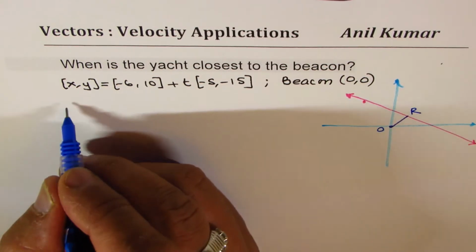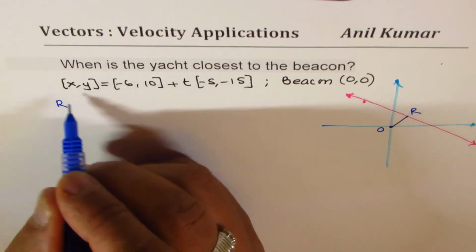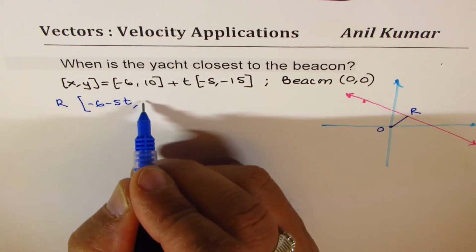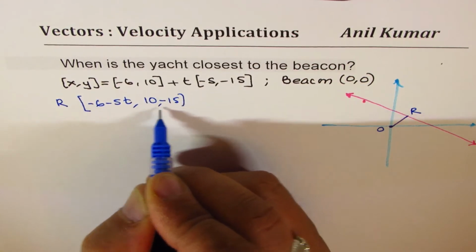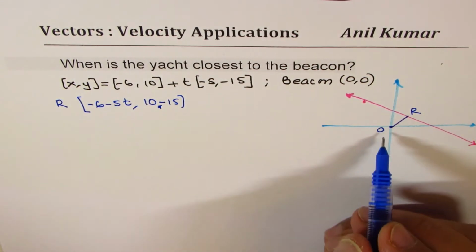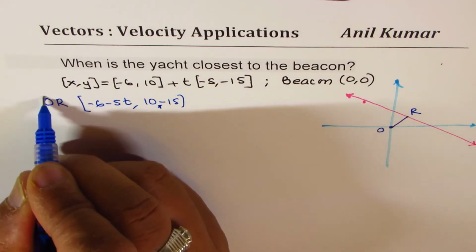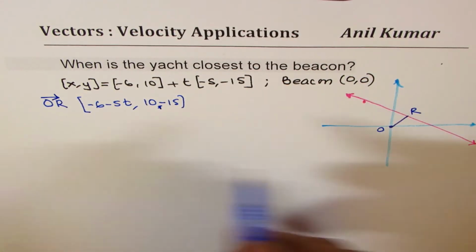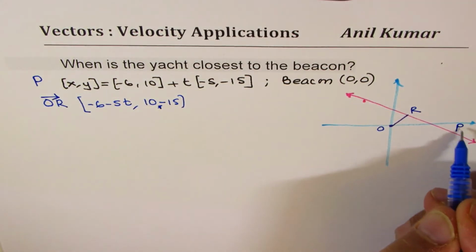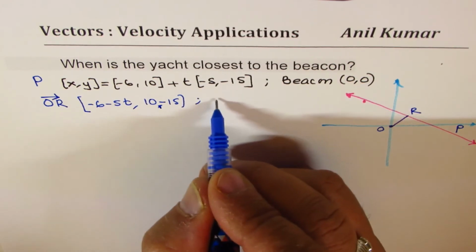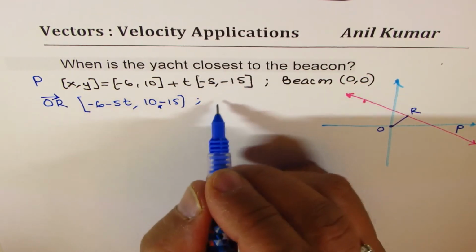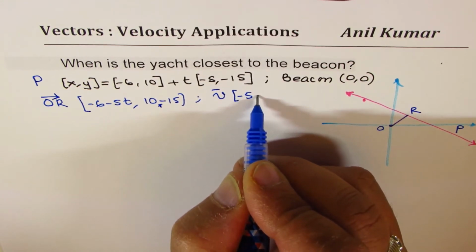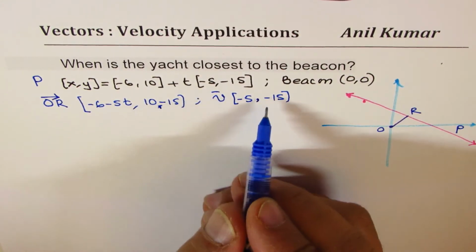So a general point R could be written in this form, right? The x coordinate for R will be -6 - 5t, and the y coordinate will be 10 - 15t, correct? Now O is at the origin, so that becomes the position vector OR also. For OR to be perpendicular to this path, let's call this P. What is the direction of this path? Let's say the direction of the path is this velocity vector, which is (-5, -15). So these two dot products should be 0.